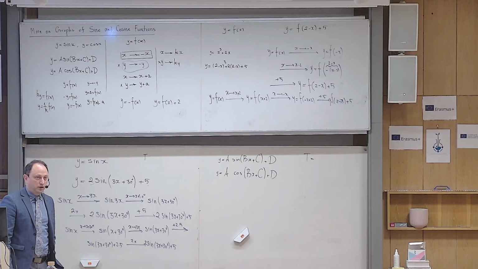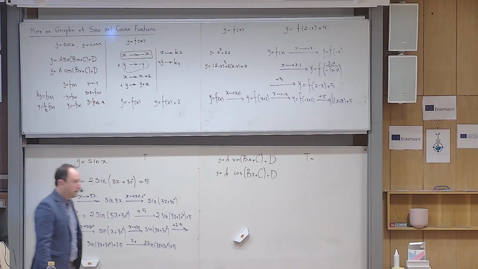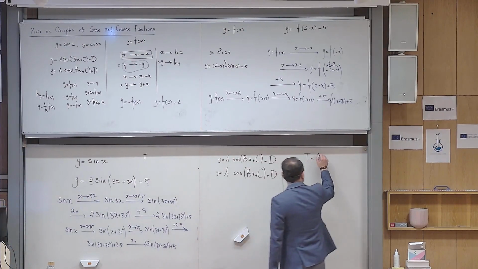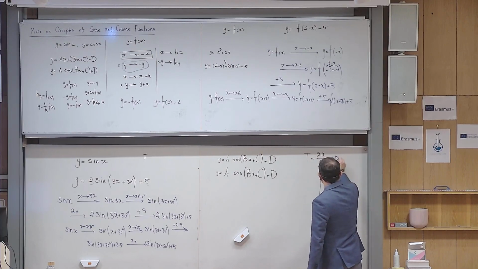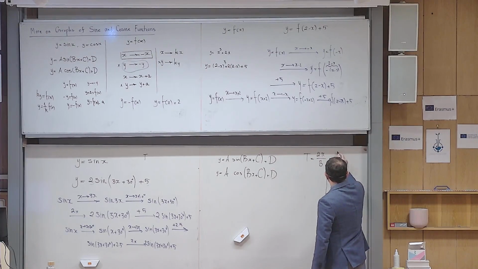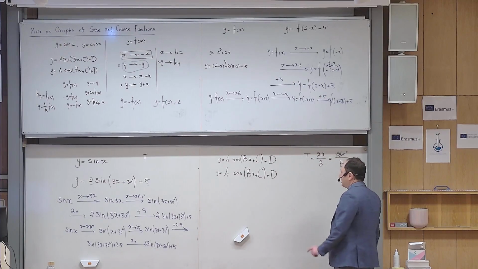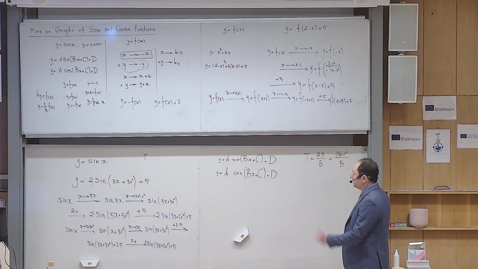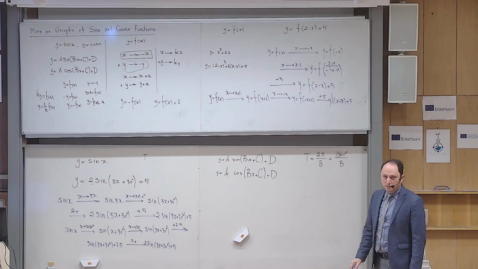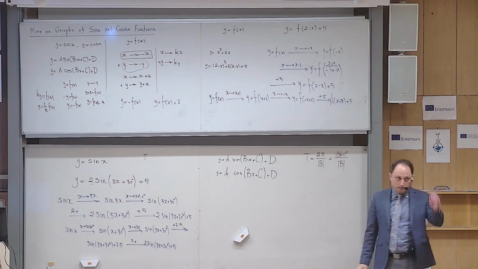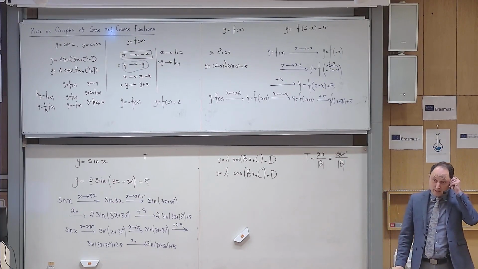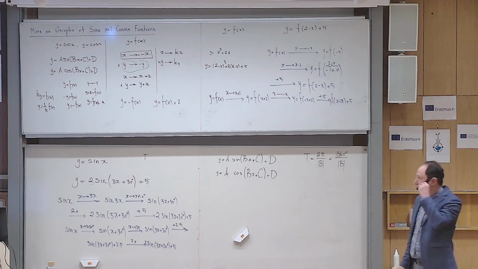2 pi over B. Is that right? So the period becomes, if you're interested in writing in radian, yes, or you can write it as 360 degrees over B. But of course, I think in your book they are only talking about positive values, but now in principle you should have an absolute value here as well. Yes, because the period by definition is positive.